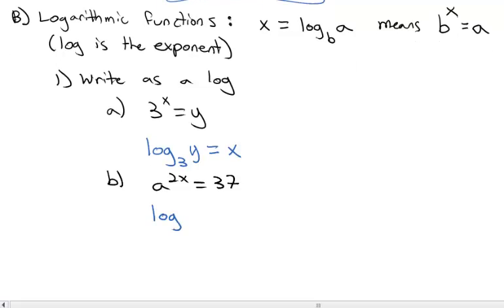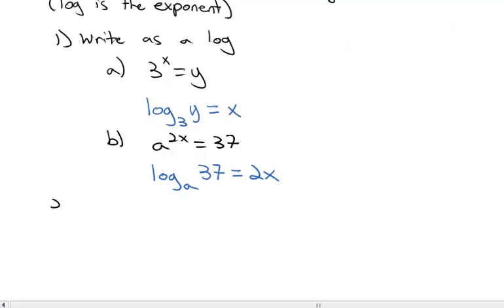This is log base a of 37 equals the exponent of 2x. Logs will always equal the exponent. And we can go the other way as well. I can give you a log and ask you to write it as an exponent.